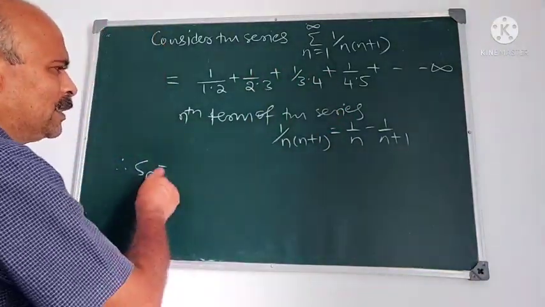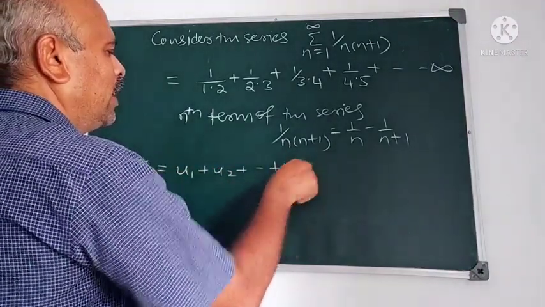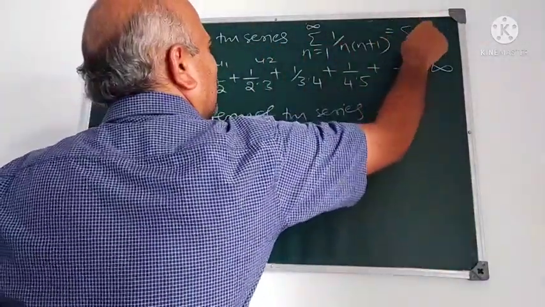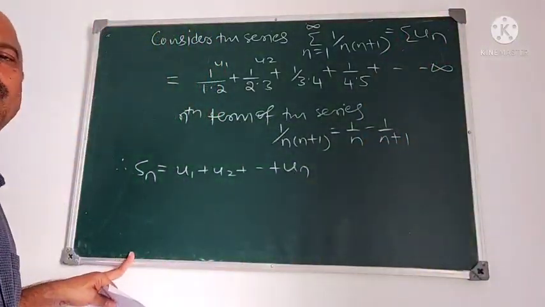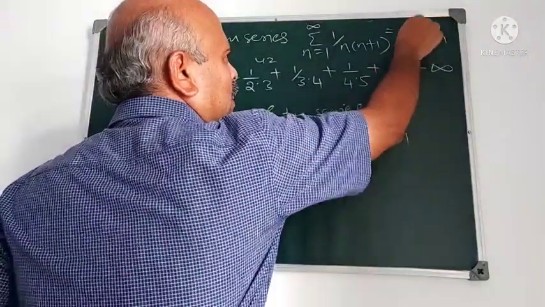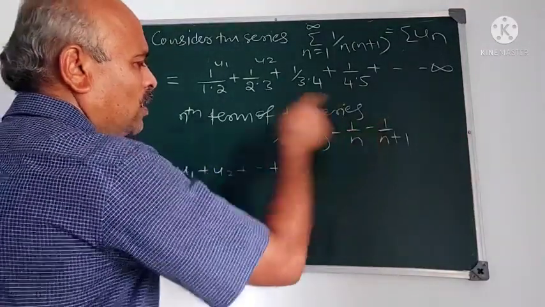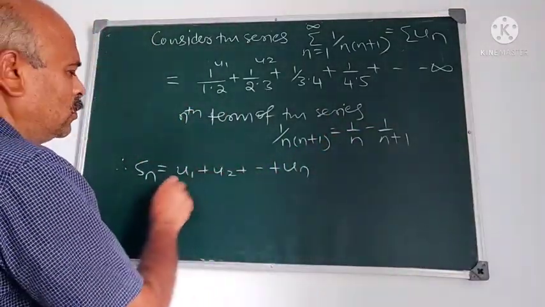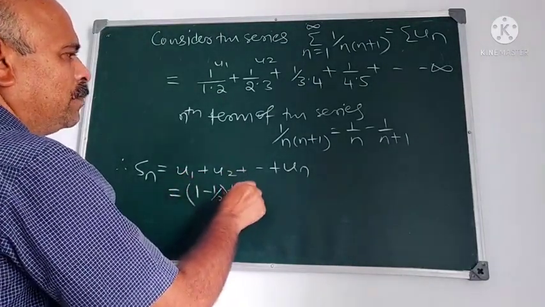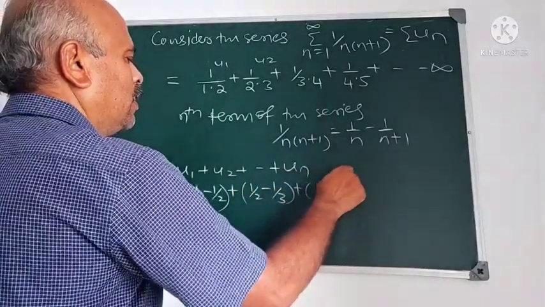Now what is the sequence of partial sums? Sn is u1, u2, etc., un. This is Sn. Usually a series is denoted by simply sigma un. Even this 1 to infinity is not used. Only sigma un means summation un, 1 to infinity. What is un here? 1 upon n minus 1 upon n plus 1. So u1 plus u2 plus un is 1 minus 1 upon 2 plus 1 upon 2 minus 1 upon 3 plus 1 upon 3 minus 1 upon 4.